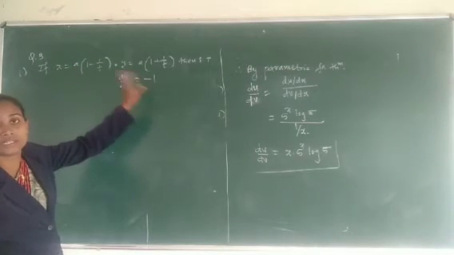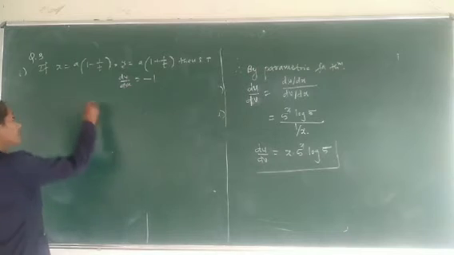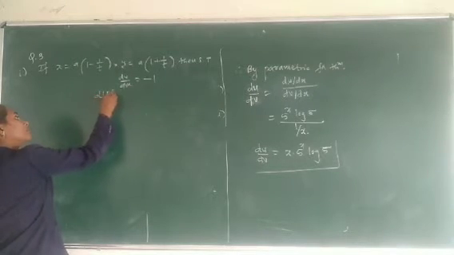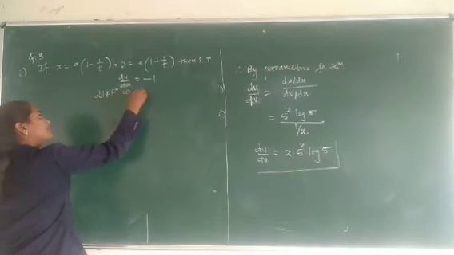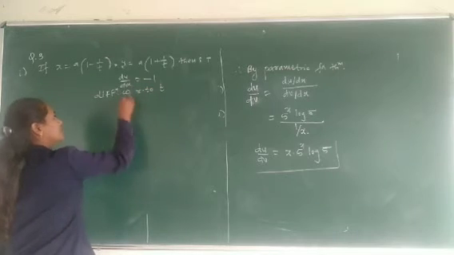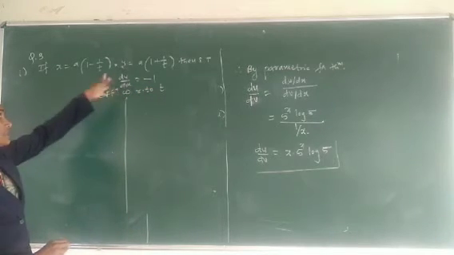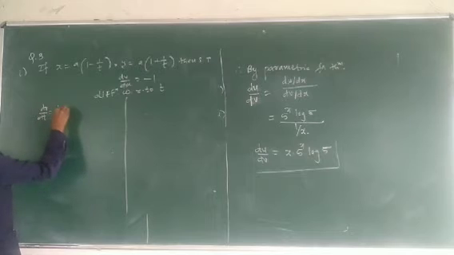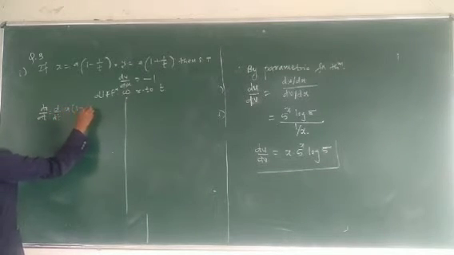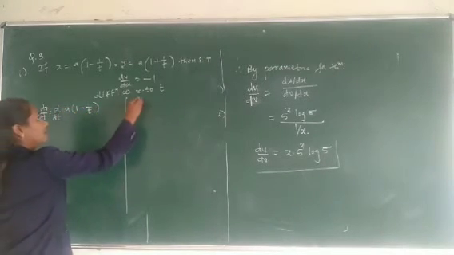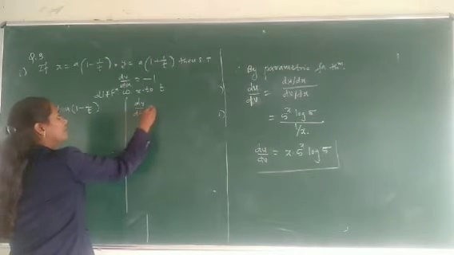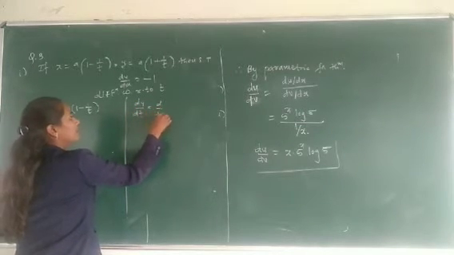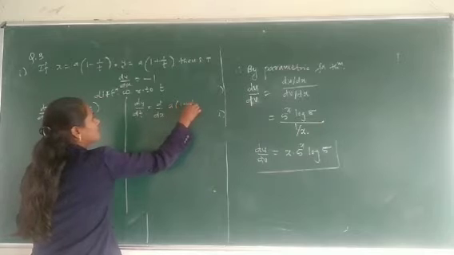Therefore we differentiate these x and y with respect to t. Simultaneously we differentiate these x and y. So the derivative of x, dx upon dt, that is d by dt of a into 1 minus 1 upon t, and dy upon dt is equal to d by dt of a into 1 plus 1 upon t.